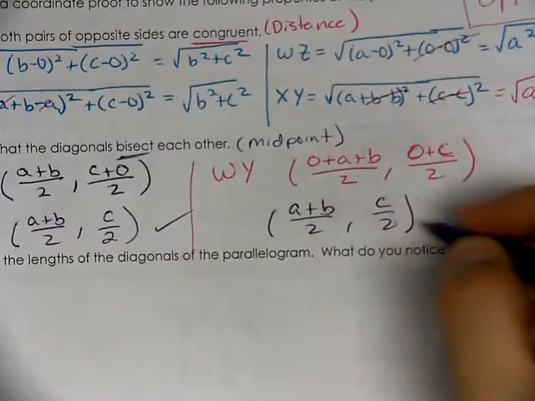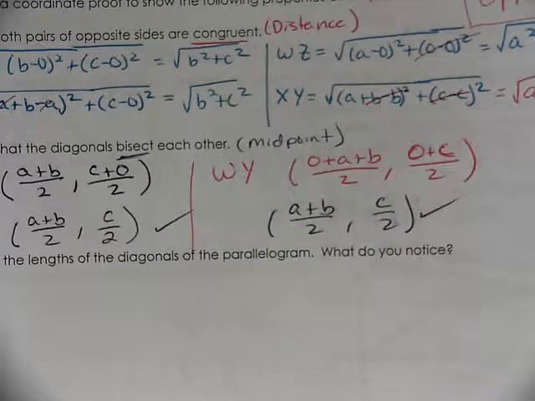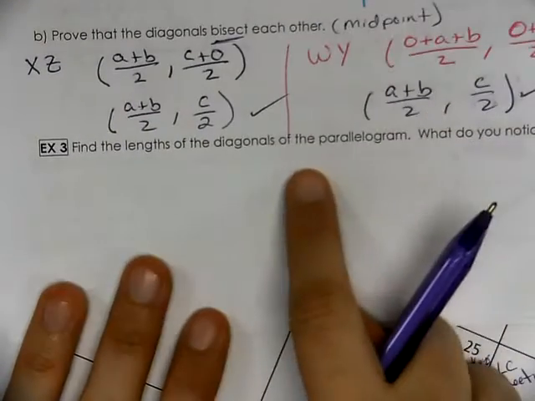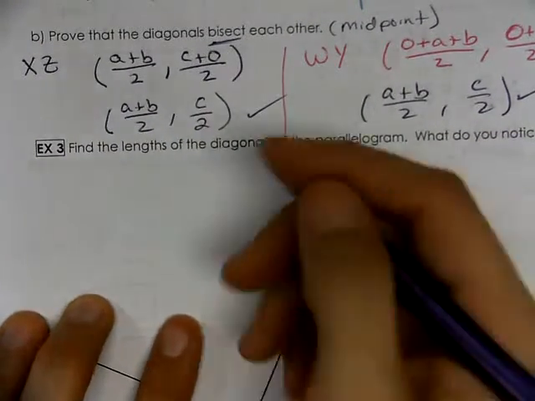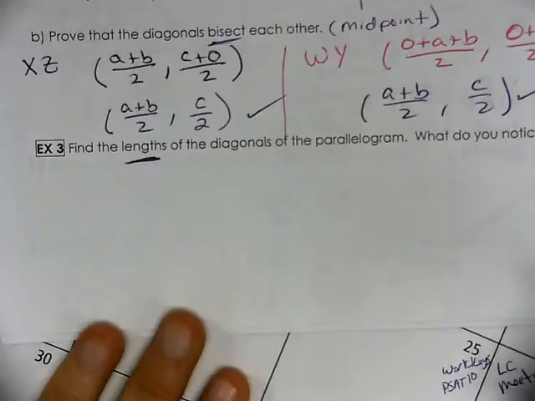So there's our coordinate proof. Diagonals bisect each other. So it's getting into the theory more of math rather than actual calculations. Okay, last one on this example. Find the lengths of the diagonals of the parallelogram. What do you notice? So for length, which formula am I going to use?